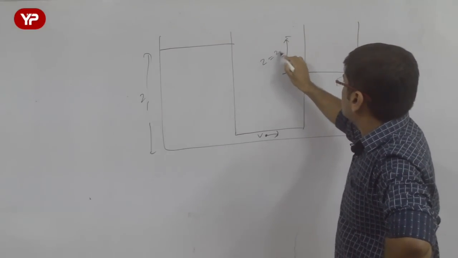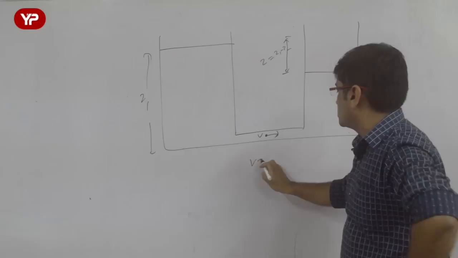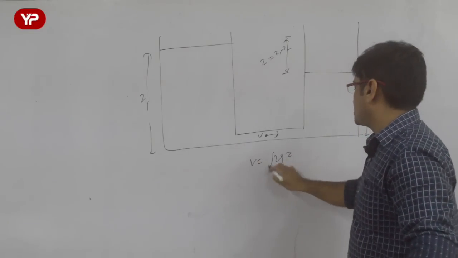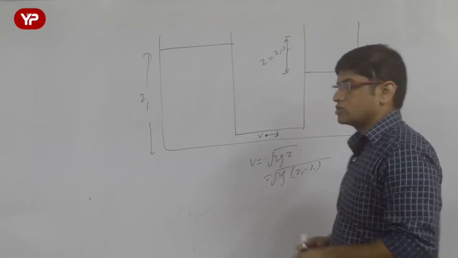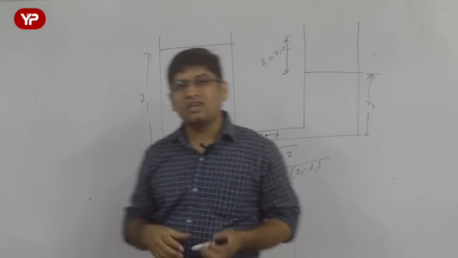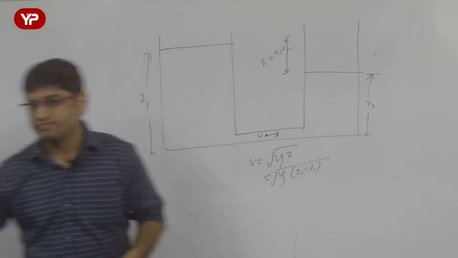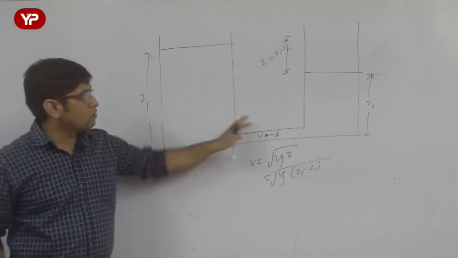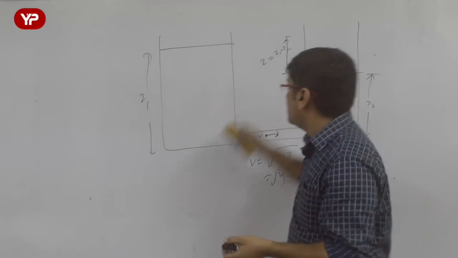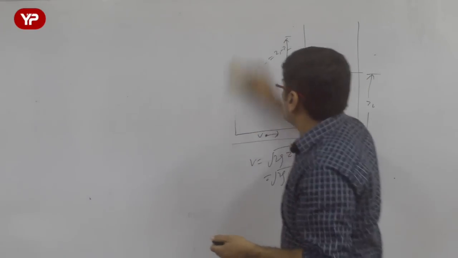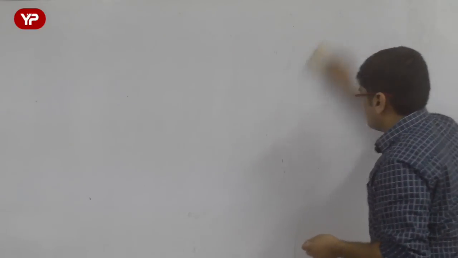You say, sir, Z is Z1 minus Z2. What is the velocity? Sir, root of 2gZ, that is root of 2g (Z1 minus Z2). That is the velocity of flow through here. This is how we use this concept to calculate the velocity of flow when two containers of particular cross section are joined. This is how we calculate the velocity of flow.